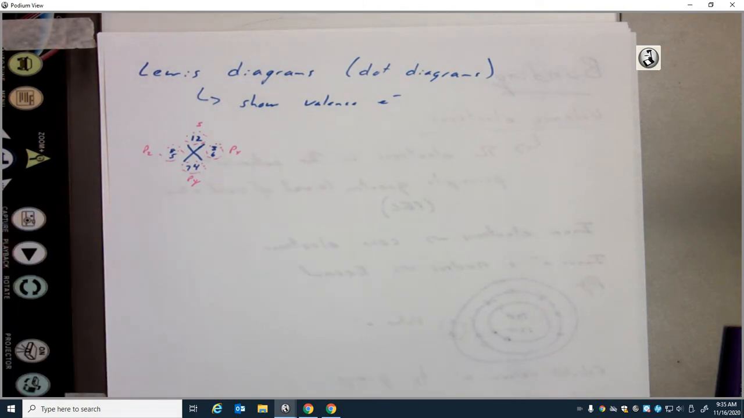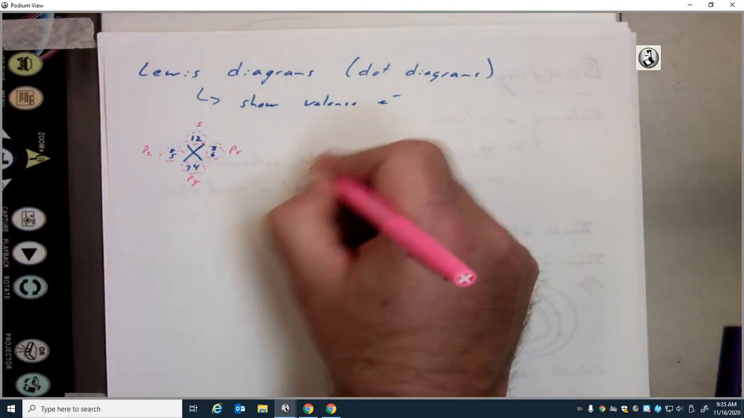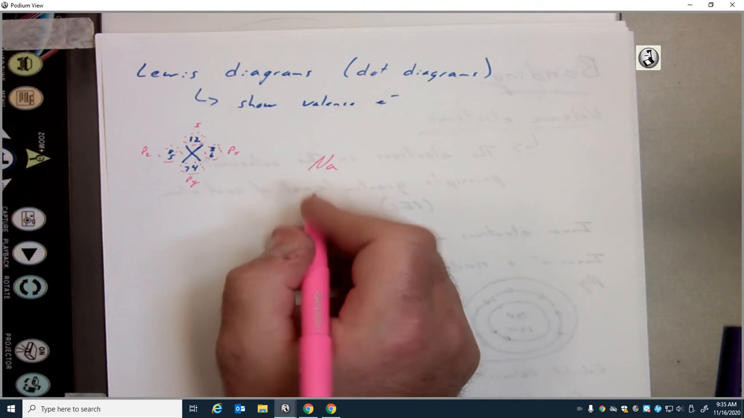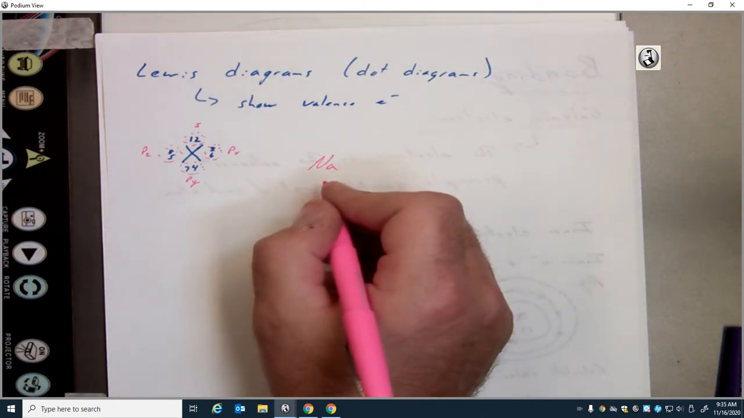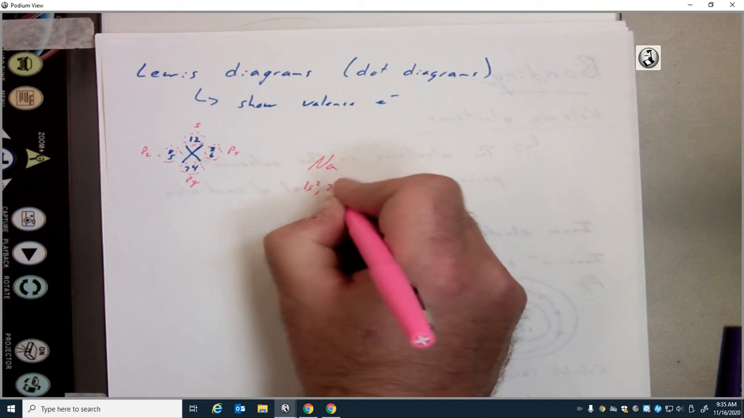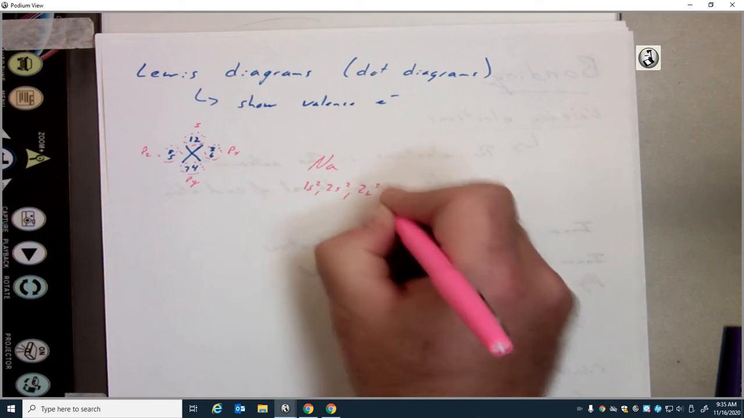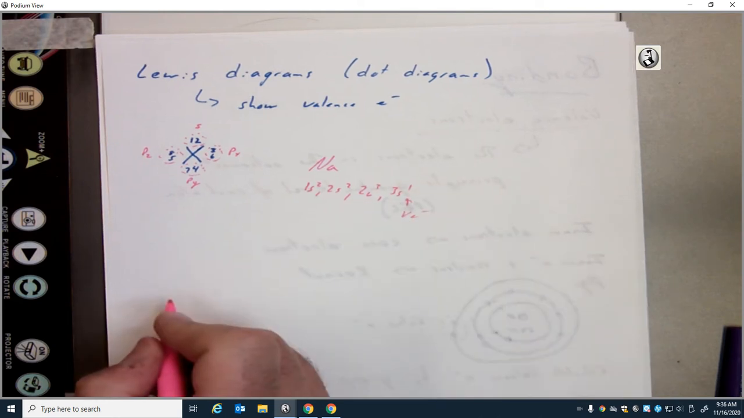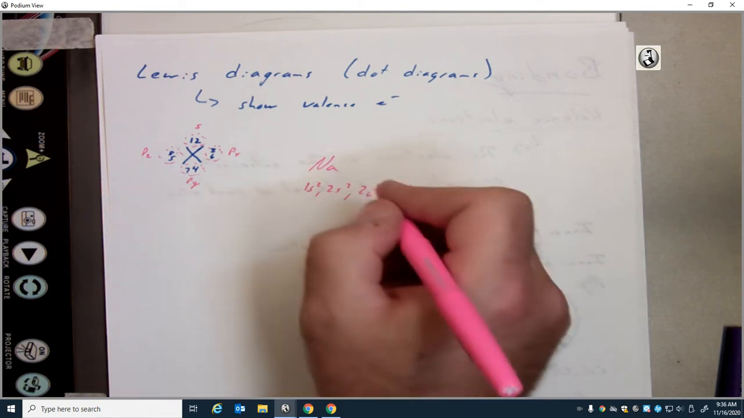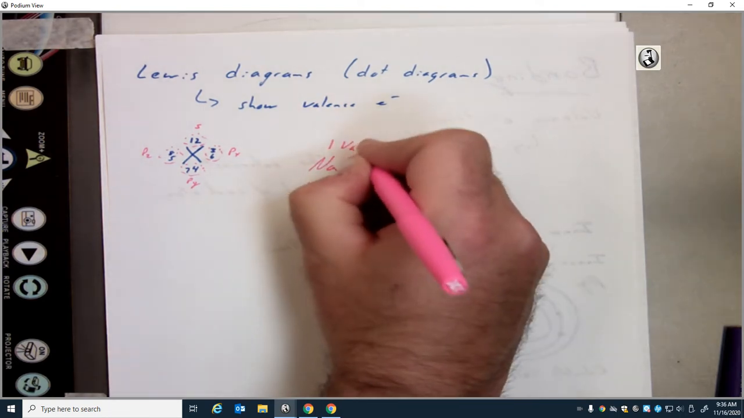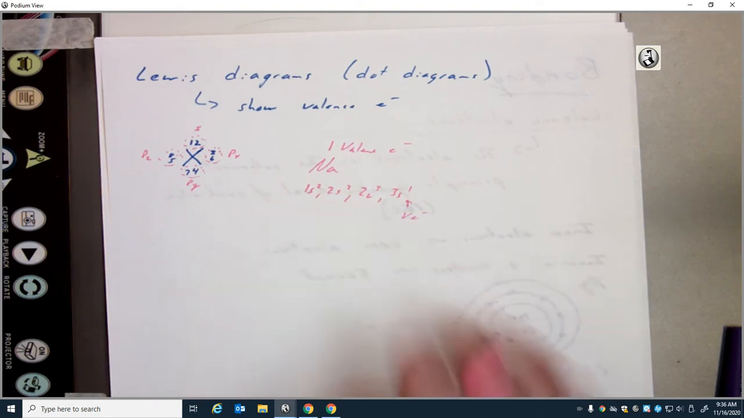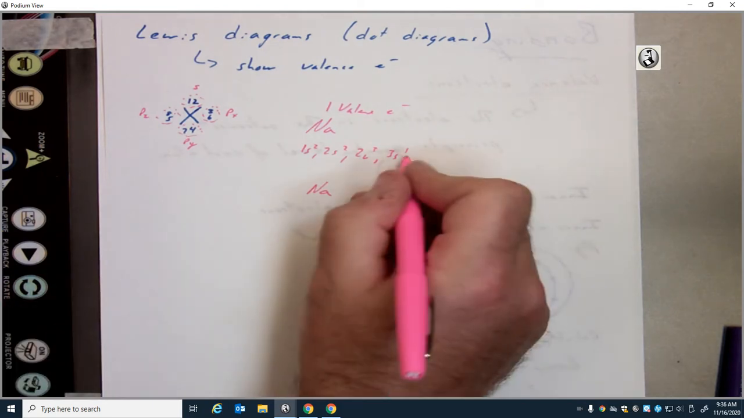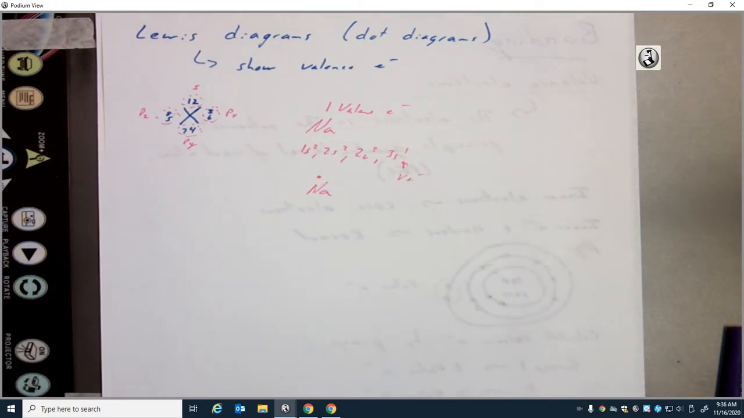So if I want dot diagrams of atoms, let's say that I want the dot diagram for sodium. Well, sodium, it's in group 1, right? Its electron configuration would be 1s2, 2s2, 2p6, 3s1. Well, this right here is the valence electron. So it has one valence electron. So to write the dot diagram, we'd write an N, A, and it would have one dot top left.